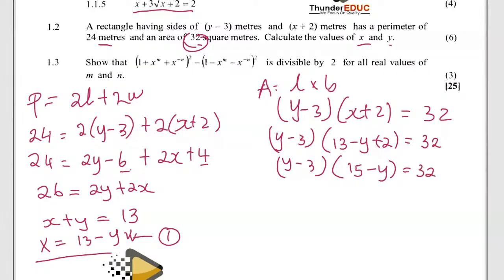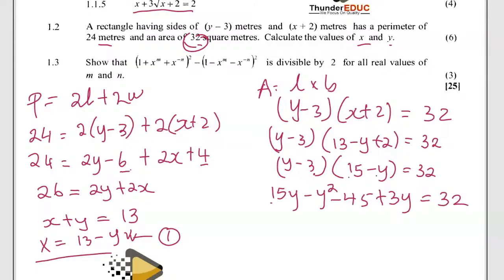We open this up. So we shall have a 15y, and then minus y squared. I'm just opening up using the FOIL. Then this 3 and that is going to be a negative 45. It's negative 3 and that, I'll have a positive 3y is equal to 32. Is that correct? Yes, seems correct.